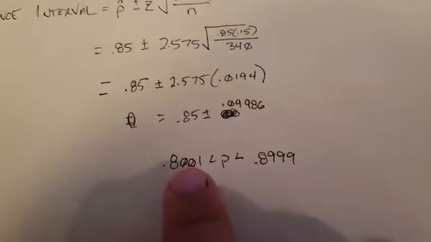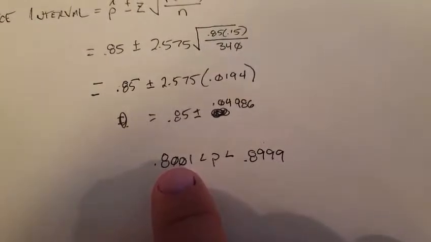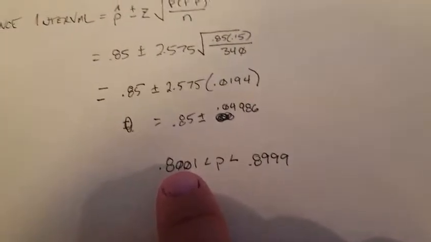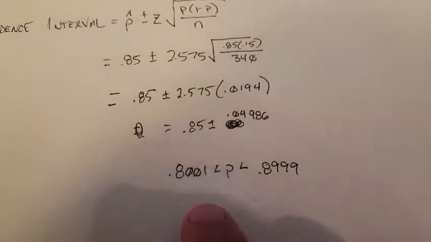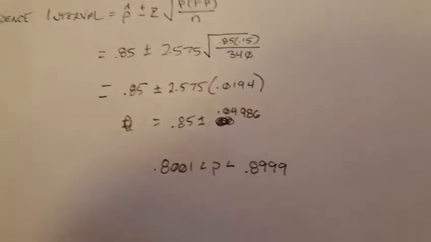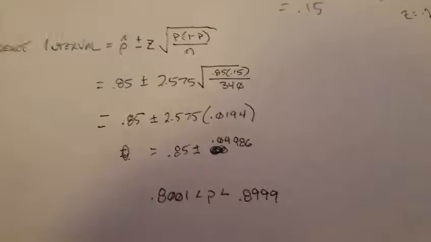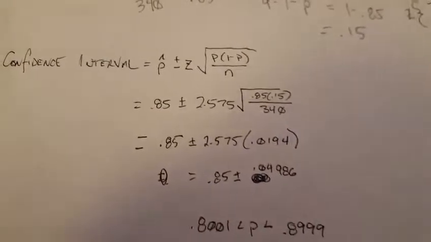And once we do the plus or minus, we're going to see that our confidence interval is 0.8001 is less than p, our probability of success, which is less than 0.8999. That will give you a 99% confidence interval for that equation.